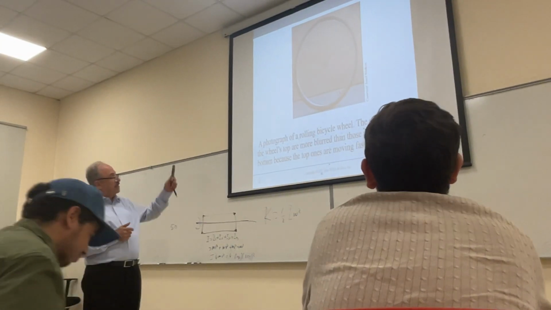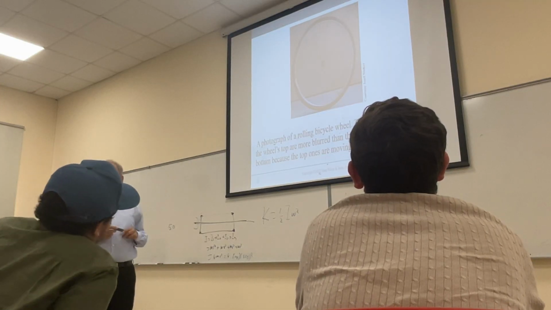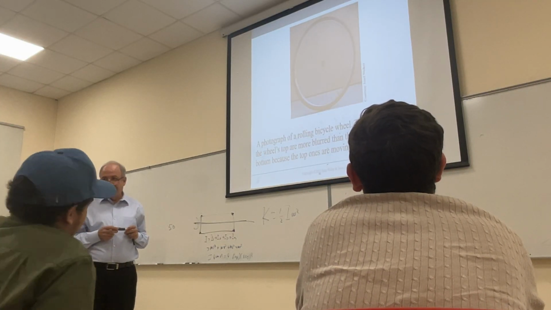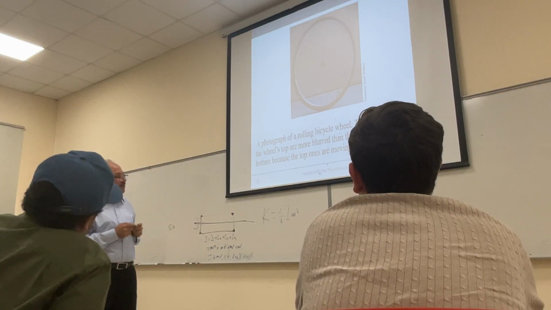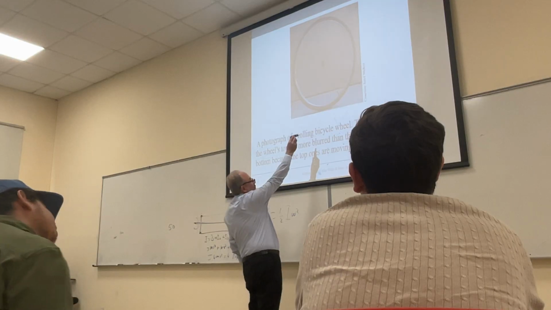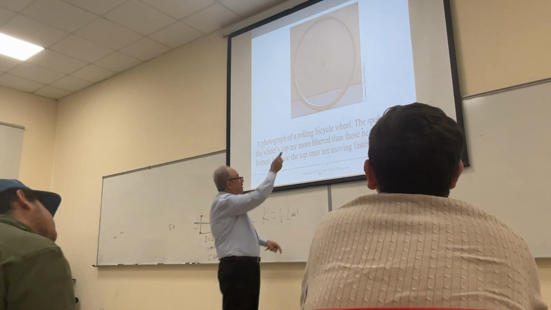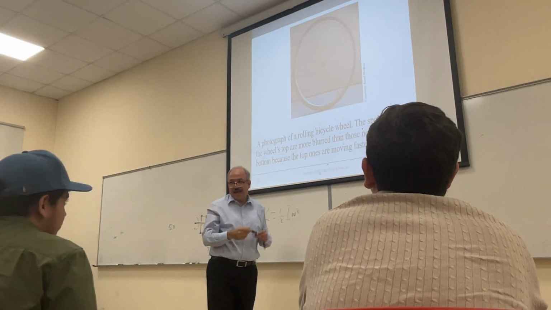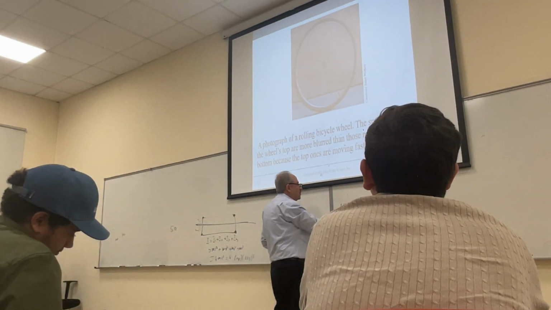And look at the spikes. The lower ones are very clear. The upper ones are blurred. Why? Because they're faster, so you don't see the difference. If the wheel is rotating about the floor, the speed of the spike near the ground is 0. As it goes away, it becomes faster and faster because v equals omega R.